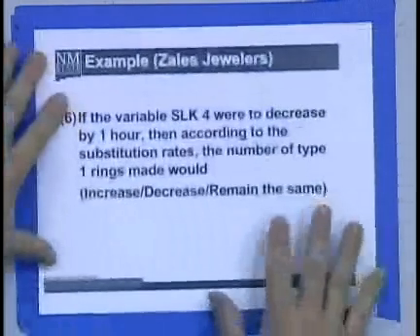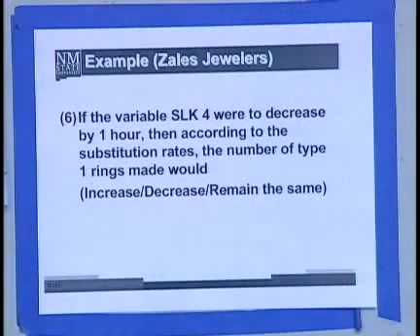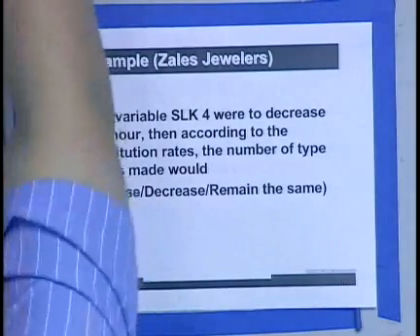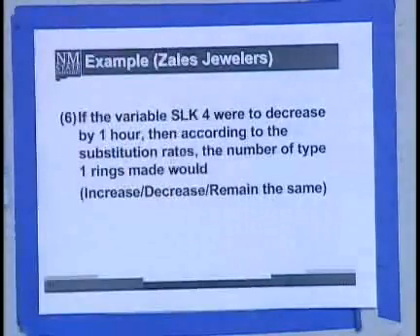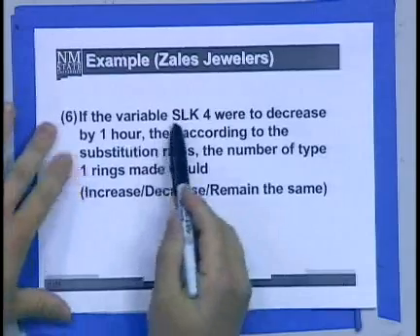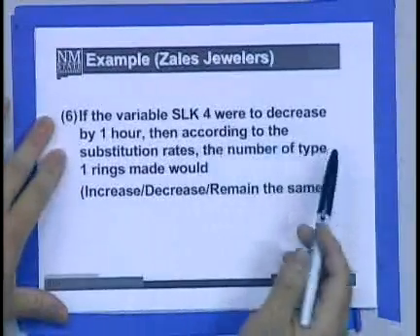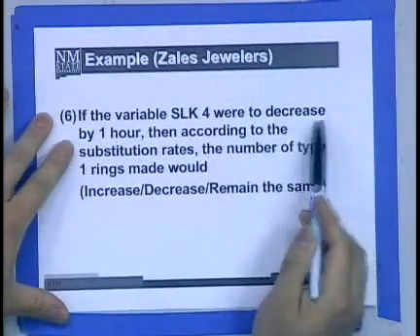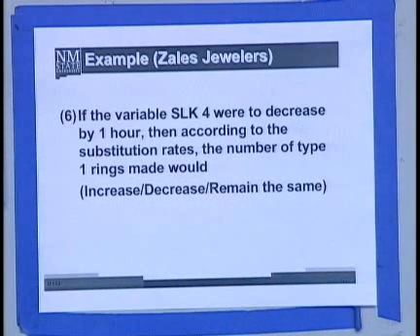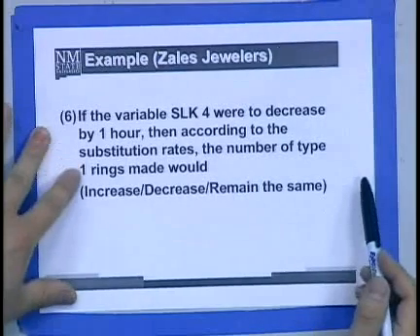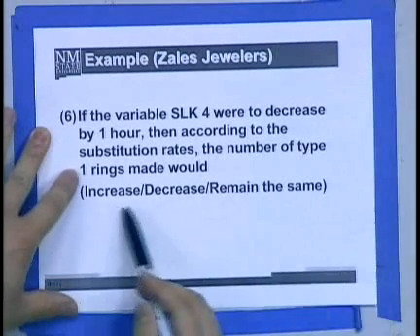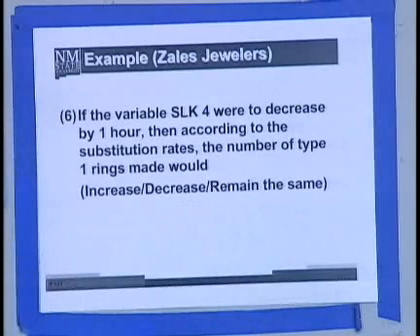Please interrupt me if you don't follow me, okay? What about next question, number 6? So, it's about the same type of questions, okay? If the slack variable 4 were to decrease at this time by 1 hour, then according to the substitution rate, the number of type 1 rings made would increase or decrease or remain the same.